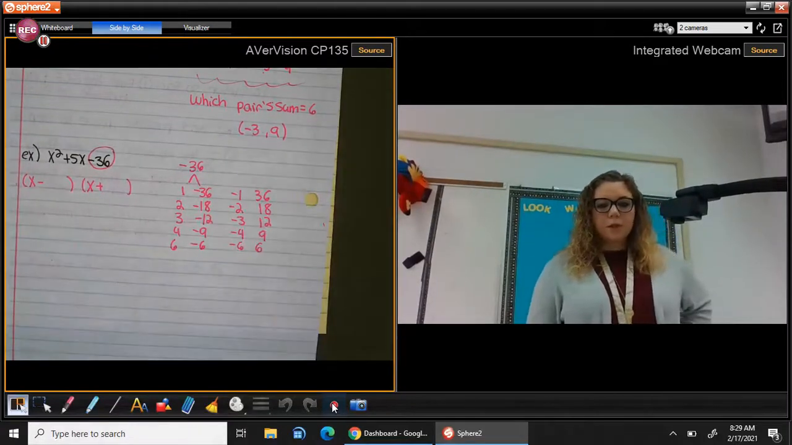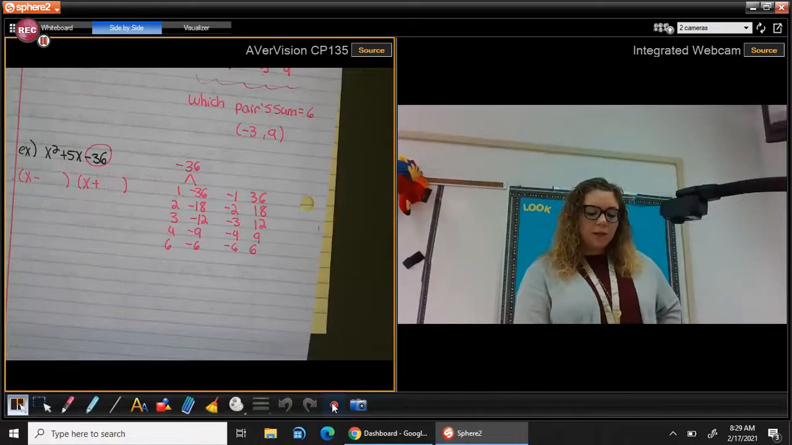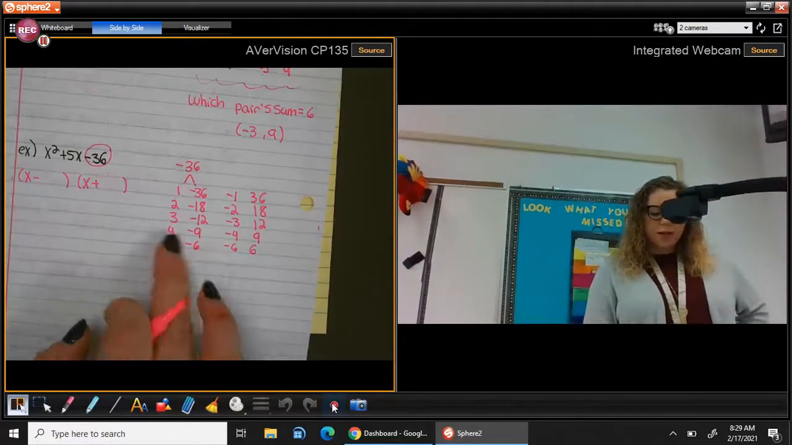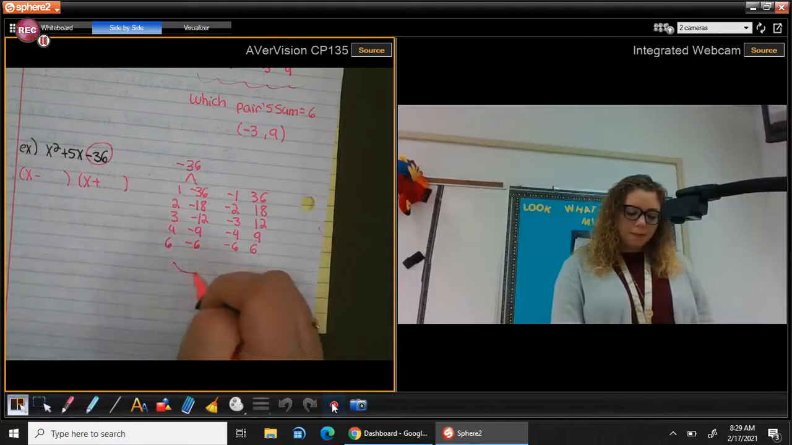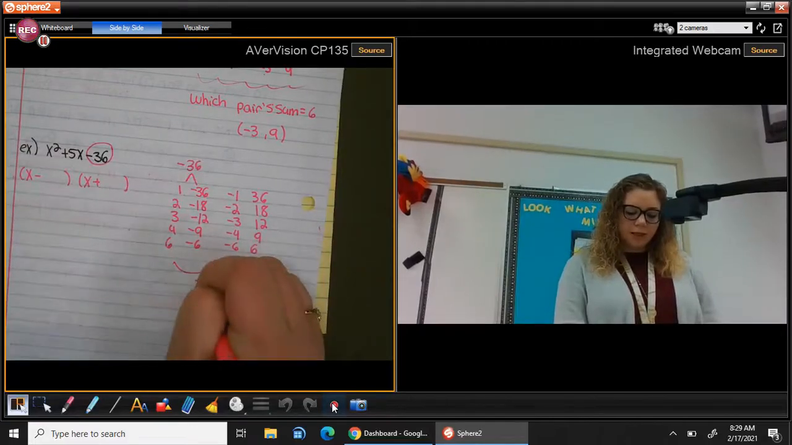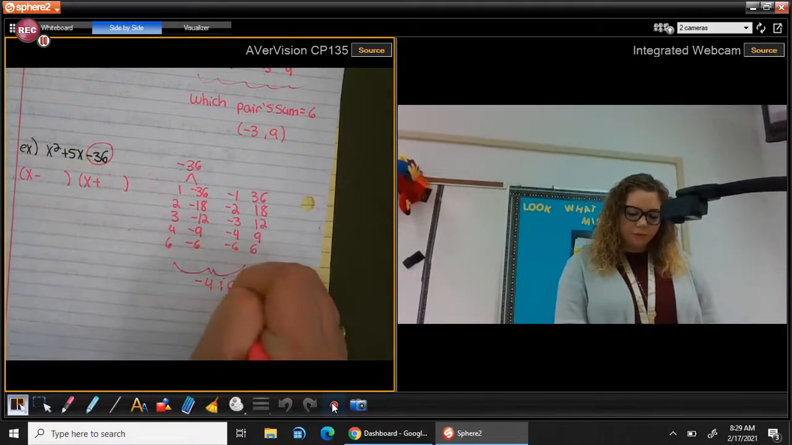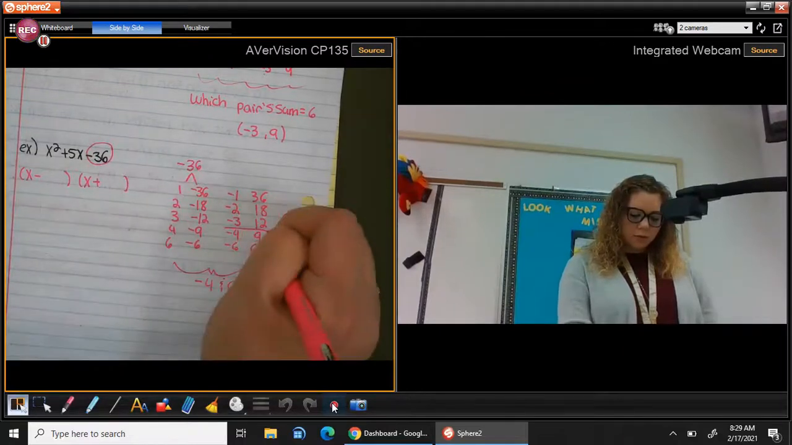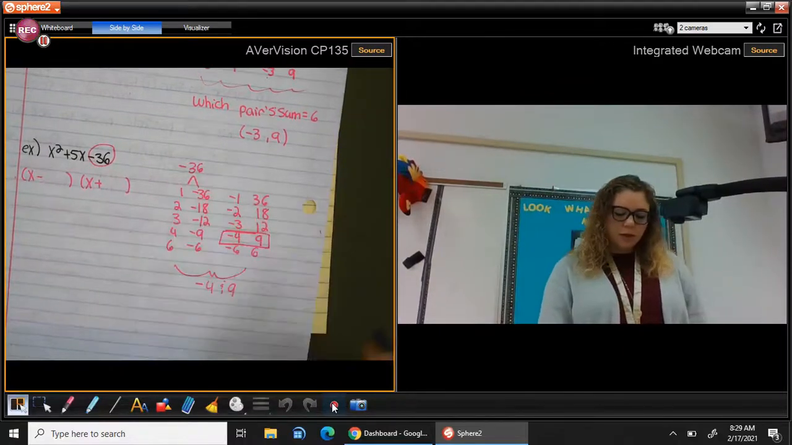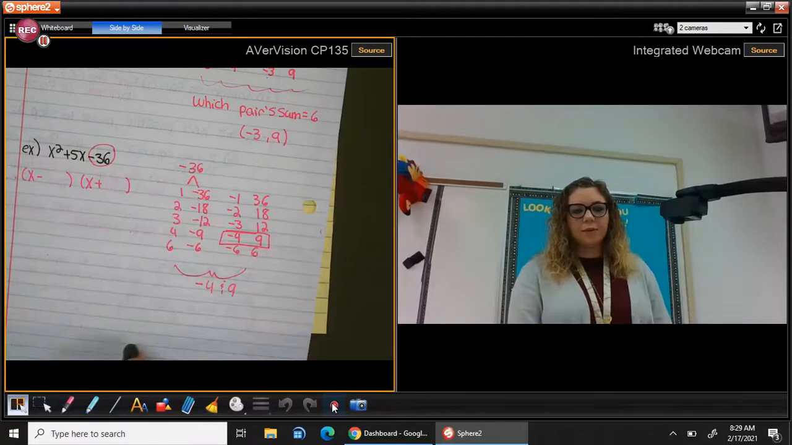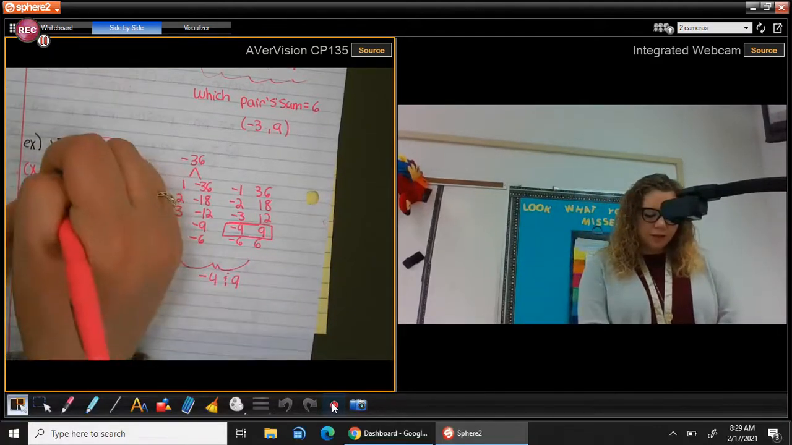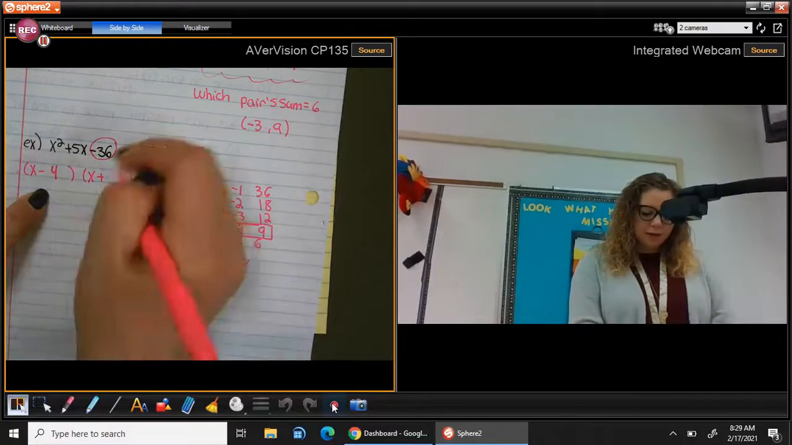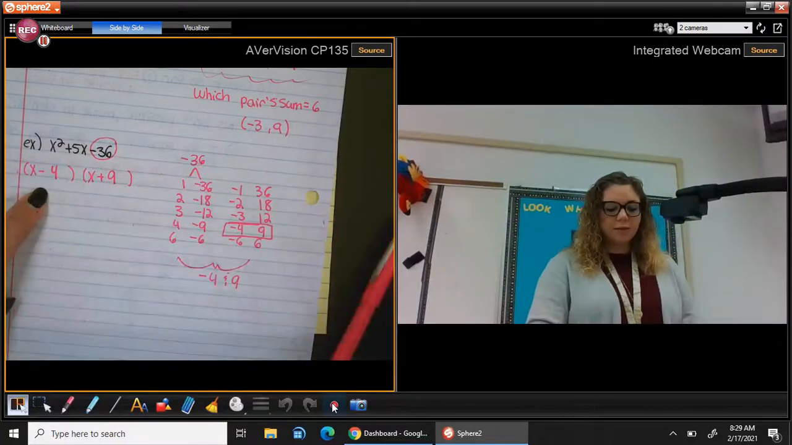Okay. So which pair, when added together, would give me 5? That's going to be negative 4 and 9. Negative 4 plus 9 is going to give me a positive 5. So my 4 is negative, so my 4 is going to go here. 9 is positive, so it's going to go here. And that's going to be my answer.